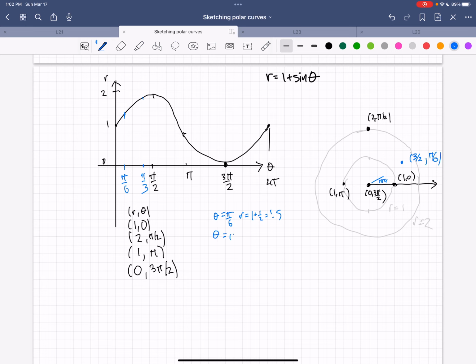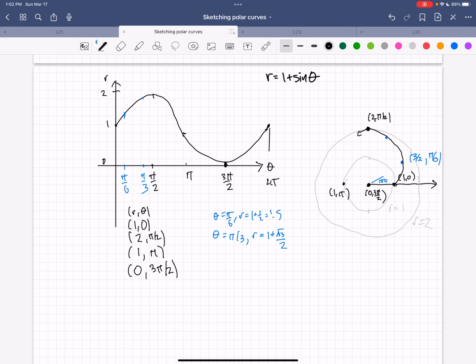Then when theta is equal to pi over 3, we'll have r equal to 1 plus root 3 over 2. So whatever that number is, that will be right here. Good enough. And so then we can see that we start here, and we trace out like that.